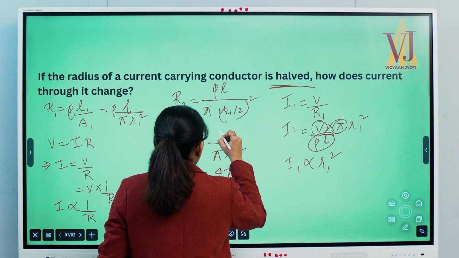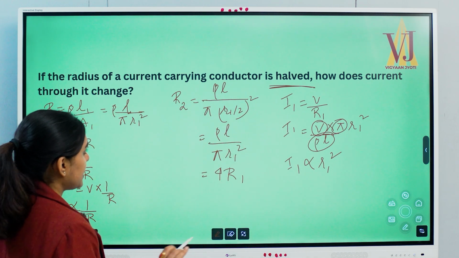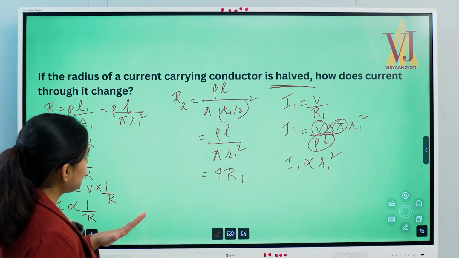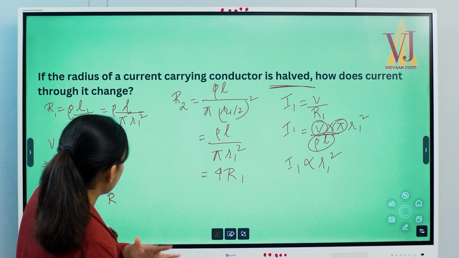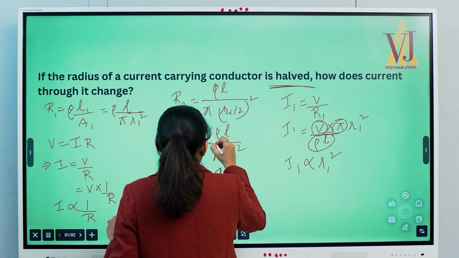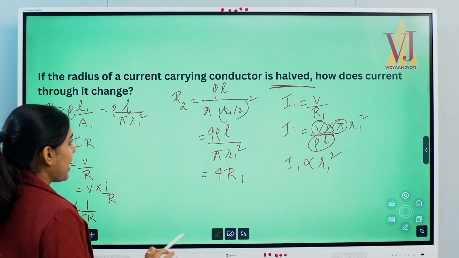It will be rho L. Clear? Don't write L1 or something, just keep it normal. That is rho L by pi R1 square. Oh, I have erased 4, because 2 square up it will go 4. Fine. So this is what we have done.